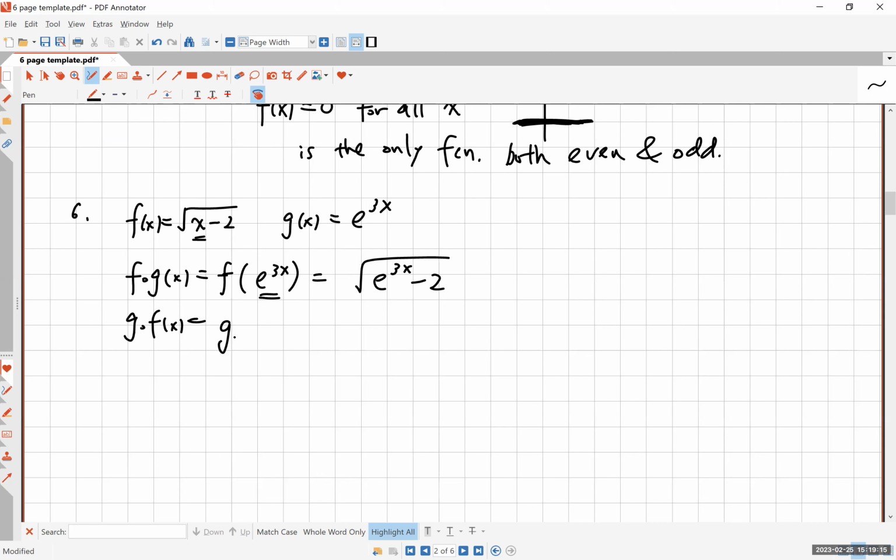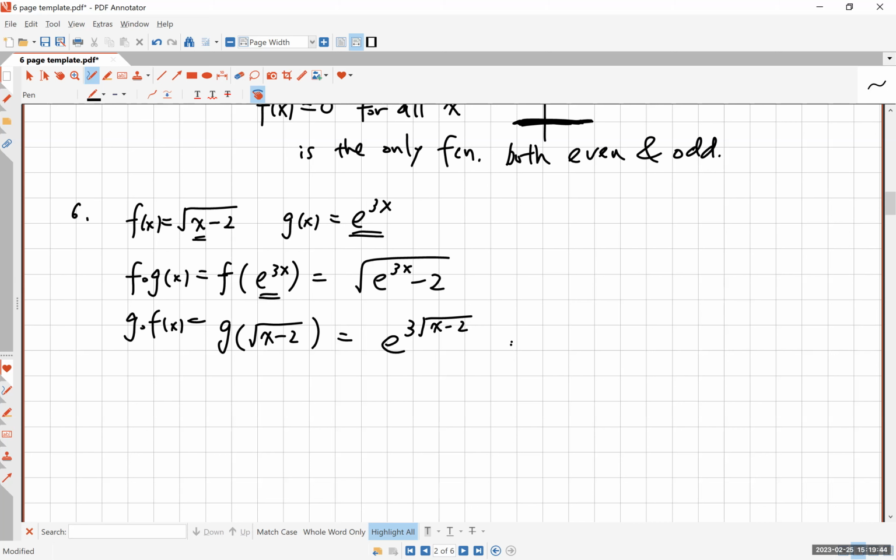g of f of x is, of course, f of x is done first. So square root of x minus 2 is plugged into g. Now what g does is it takes the input and finds e to the 3 times that input value, which now is the square root of x minus 2.